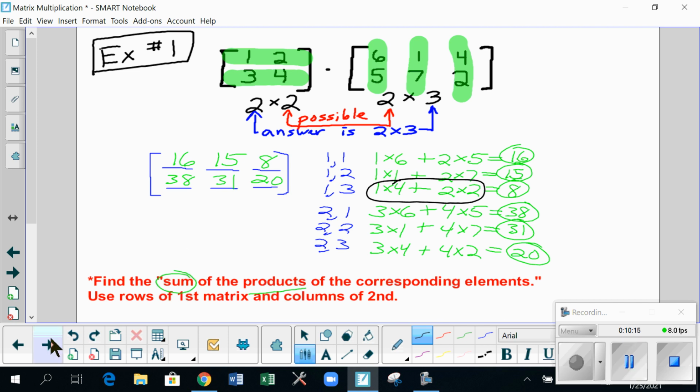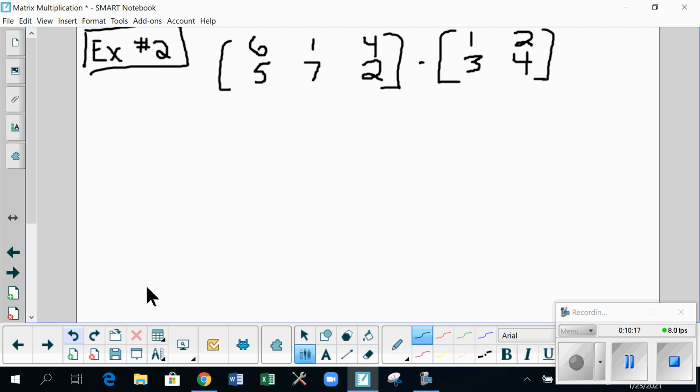All right. So the next question then is, what happens if we switch the order? What if we take those exact same matrices and flip the order? Are we going to get the exact same answer, or will we get something slightly different? Let's set this one up. Here we have our first matrix is a 2 by 3, and our second matrix is a 2 by 2.